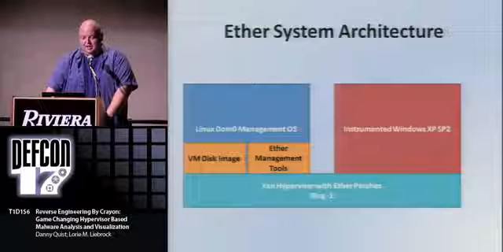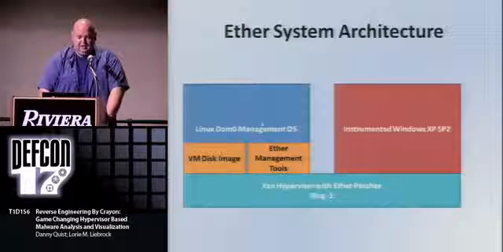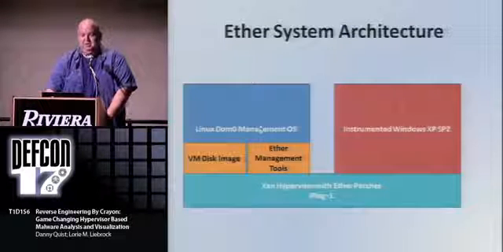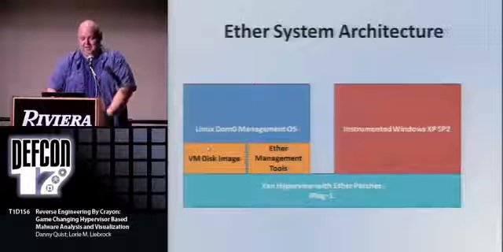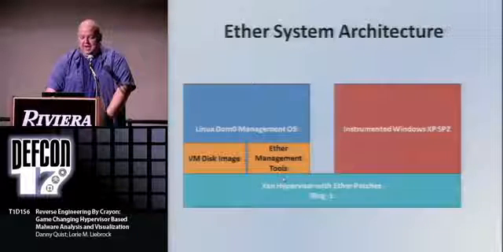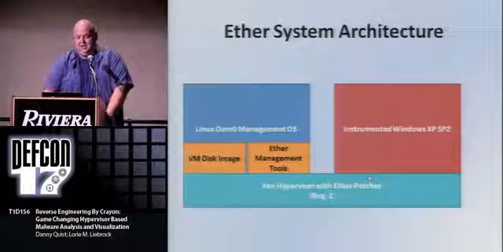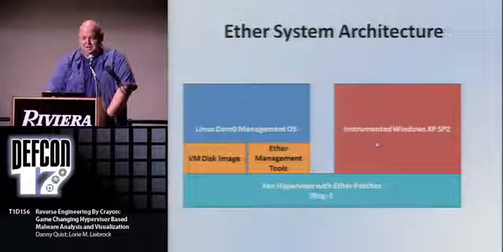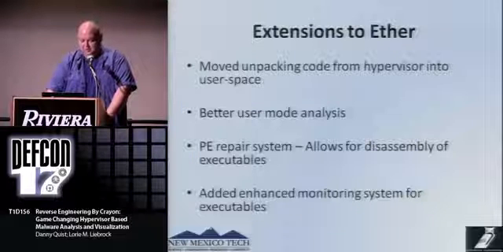Okay, so this architecture, you start out with a Linux Dom0 management system. This is basically a Linux system that you run all your tools on. This is going to have the VM disk image and Ether management tools. And then it's going to work with the Xen hypervisor, which will have the Ether patches, and then work with an instrumented Windows XP Service Pack 2.